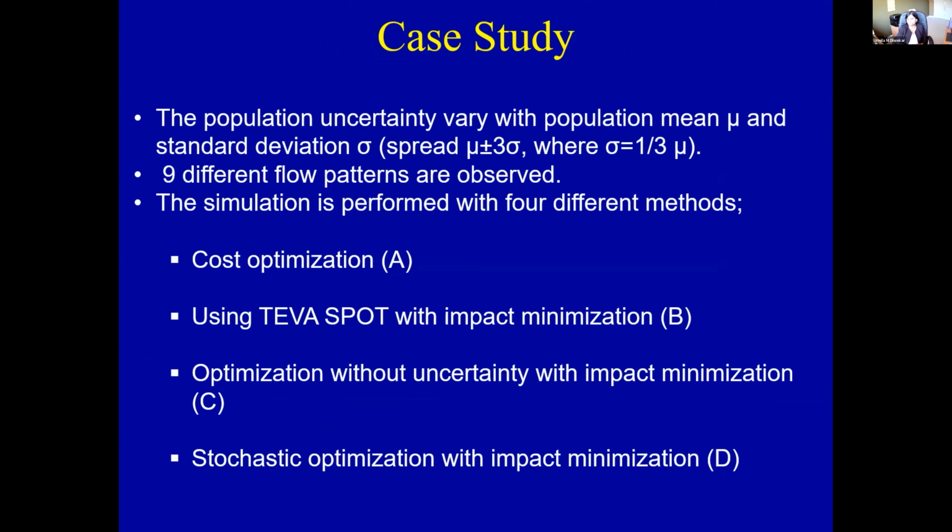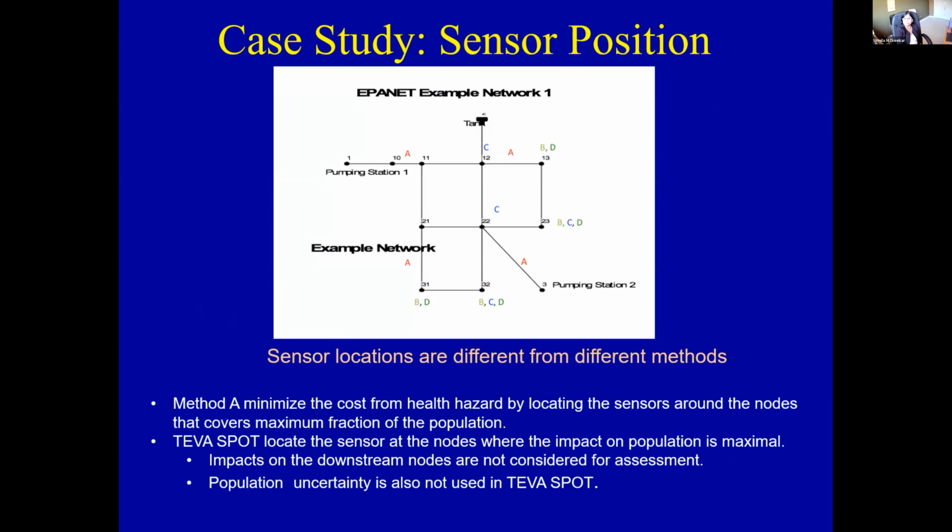So we consider four kinds of optimization: cost optimization, then TEVA-SPOT with impact minimization, optimization without uncertainty with impact minimization, and optimization with uncertainty with impact minimization. So one is cost minimization, the other is impact minimization, and these are methods A, B, C, D. TEVA-SPOT is the system, an algorithm designed by Sandia National Lab for sensor placement. So we are comparing the two, and this is what we got.